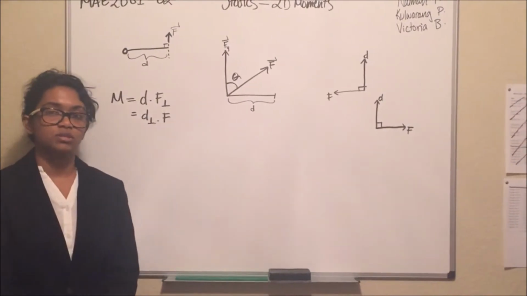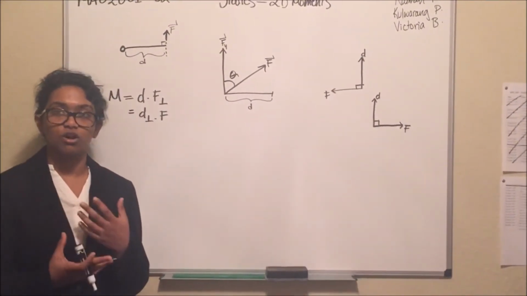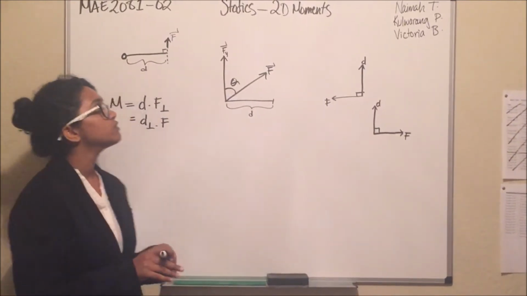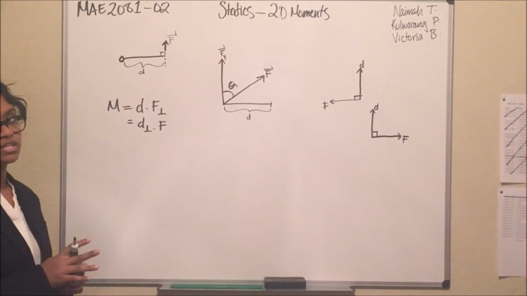Basically, it asks you for the moment of rotation. They're basically asking about the tendency of an object to rotate. For us to find the moment of rotation, or just the moment, we need two different things.